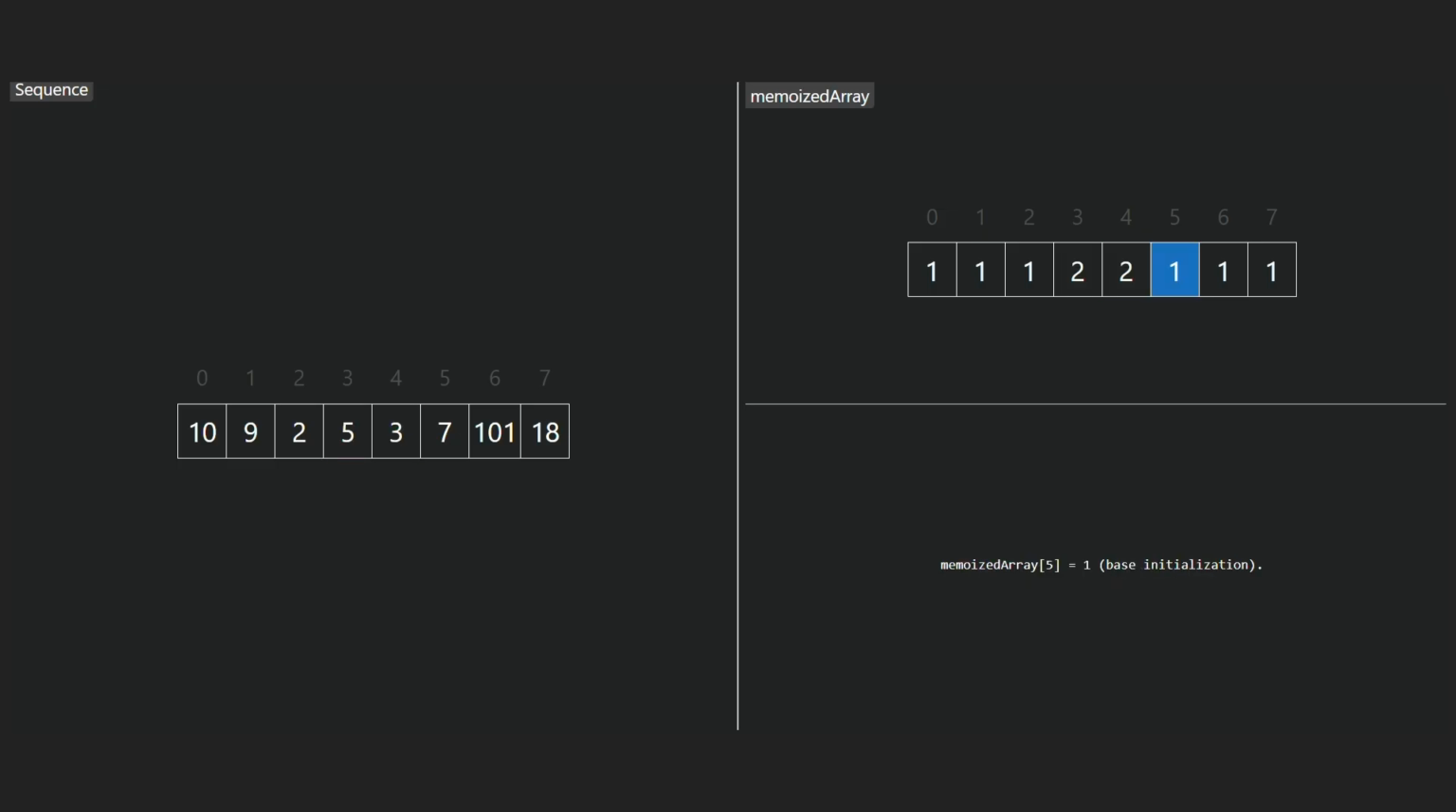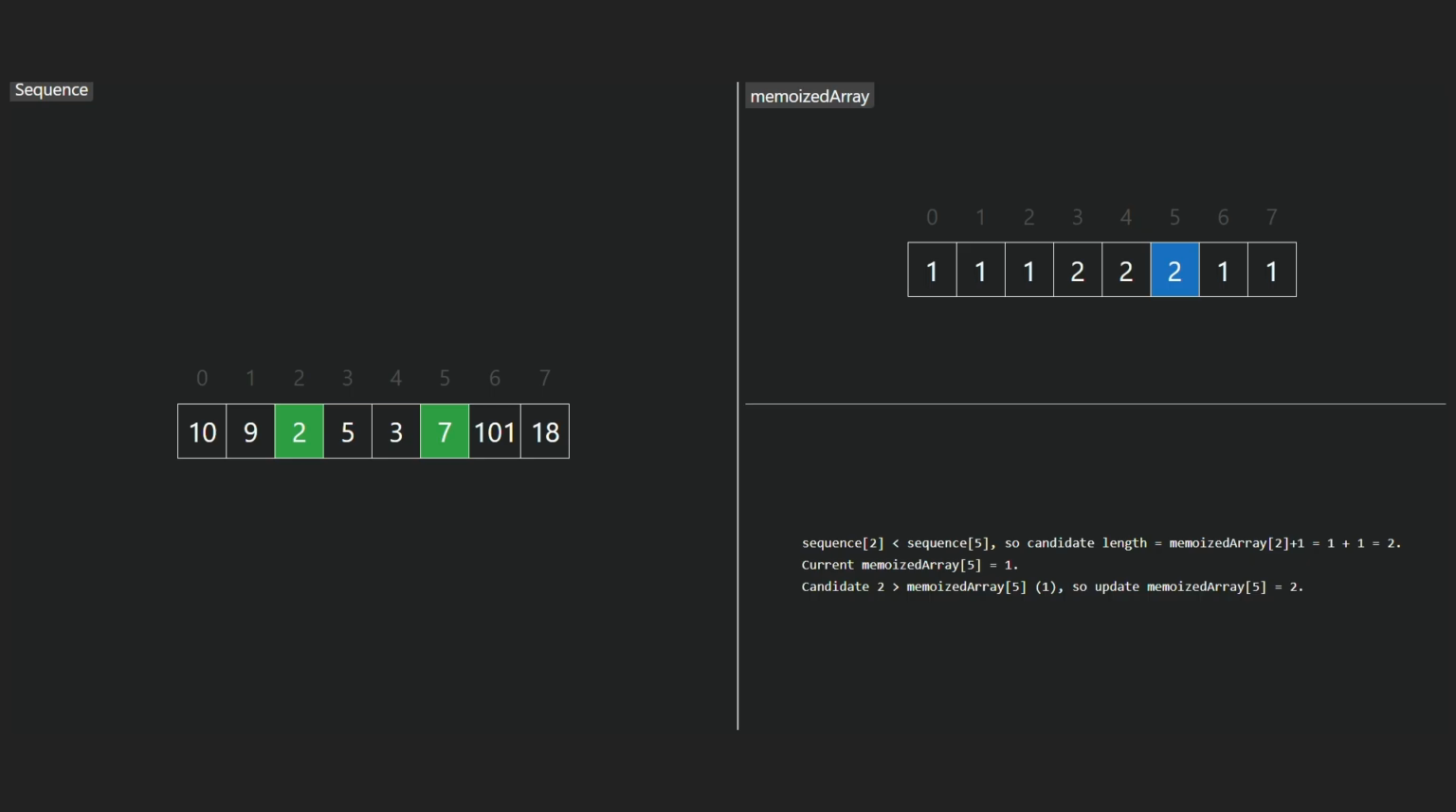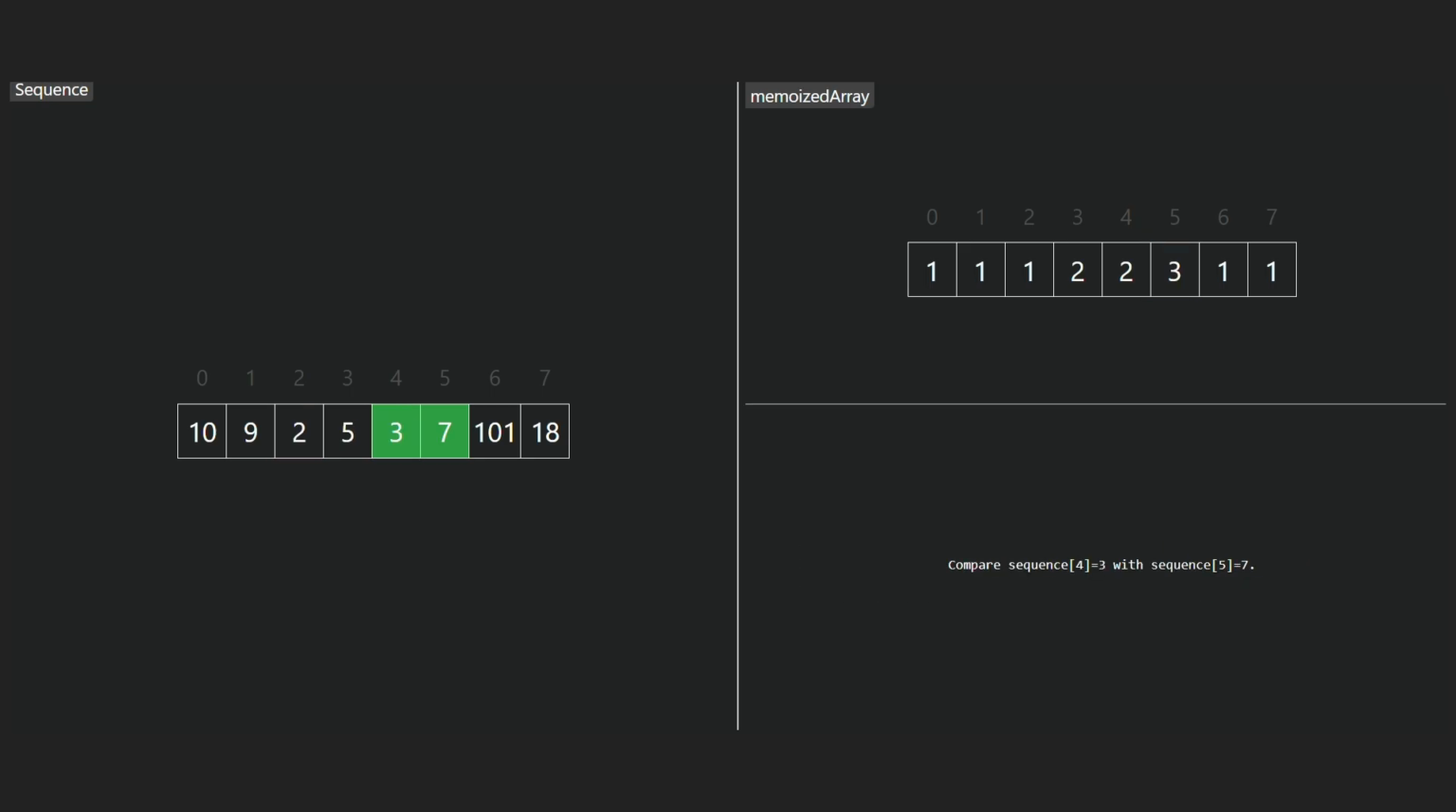Index 5. At the sixth number, 7, we compare it with 10, 9, 2, 5, and 3. It's greater than 2, 5, and 3. The best candidate comes from extending memoized array at 3, which is 2, making memoized array at 5 equal to 3. Index 6. For the seventh number, 101, it's greater than all previous numbers.